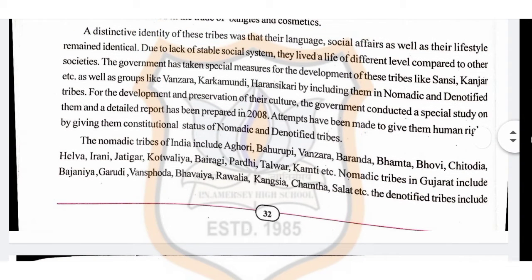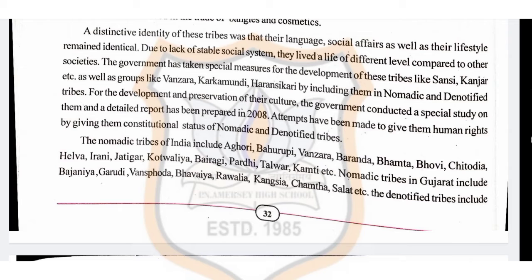A distinctive identity of these tribes was that their language, social affairs, as well as their lifestyle remained identical. Due to the lack of a stable social system, they lived a life at a different level compared to other society.